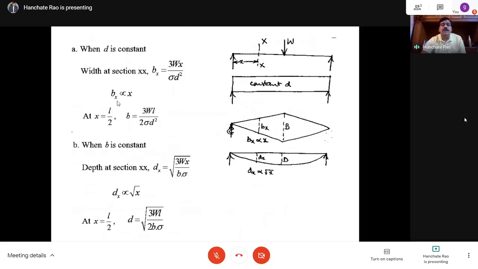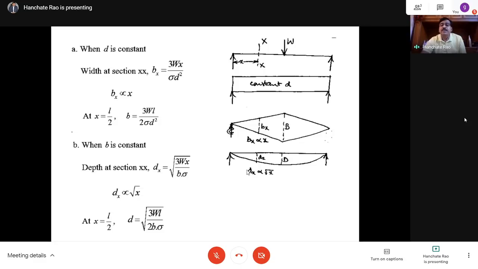So again, two cases are possible. Keep the depth constant and vary the width, or keep the width constant and vary the depth. Accordingly, we can get the width required. See here, the maximum width is required at midspan and zero width is required at the supports. Similarly, when you keep breadth constant and vary the depth, maximum depth is required at the midspan and zero depth is required at the supports.